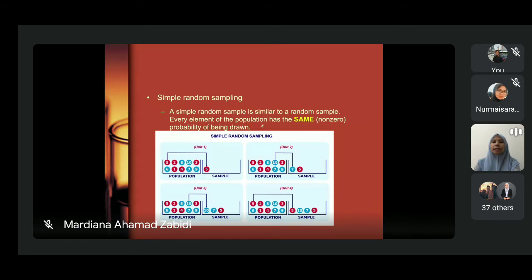A simple random sample is similar to a random sample. So every element of the population has the same, or non-zero, probability of being drawn out. Okay. So this one is more systematic compared to random sampling. In random sampling, you just take whatever you like. Okay, at the top you choose which one, in the middle which one, at the bottom which one. For simple random sampling, every single thing you pull out, you need to have some simple calculation.